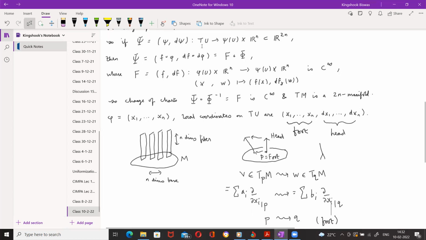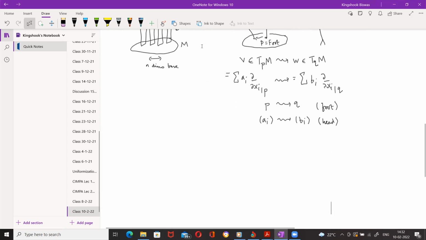So for example, the simplest example you've all seen of a vector bundle which is not a product is the Mobius strip. So you take the circle S1 cross the real line R. So here I have a copy of R for each point in S1.